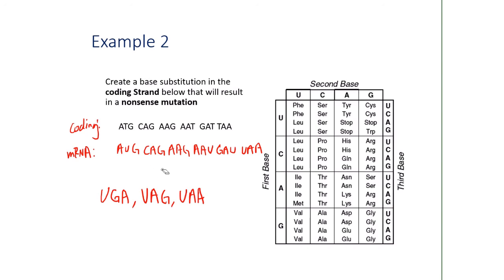So I want to look for something here where one change in the nucleotide would result in one of these stop codons. And over here, we see there's a CAG. If I change the C to a U, then I would get UAG, which is a stop codon, right? So that does it. And in order for this to happen in DNA, this must have been a T. Okay, so that's how you can create a nonsense mutation.